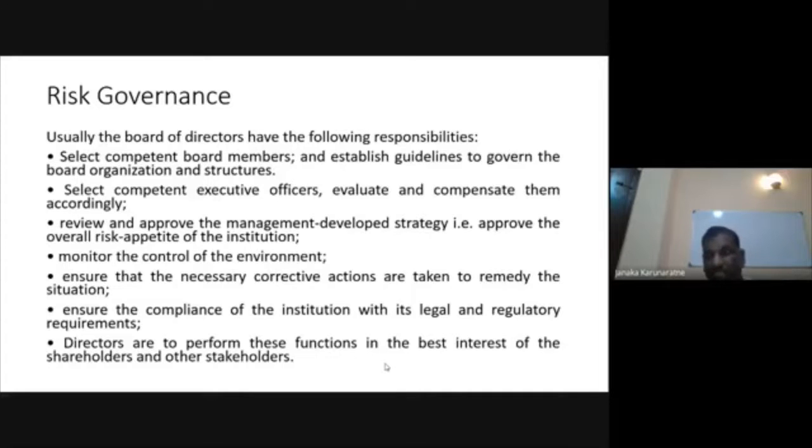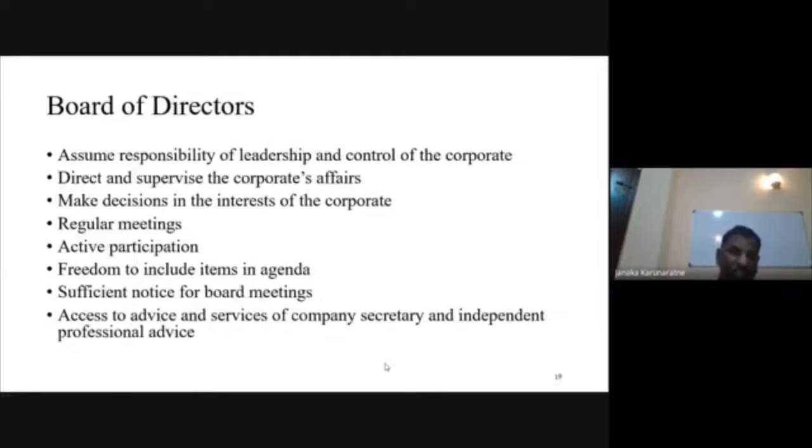Always, compliance plays a greater role. Compliance is important in any institution, especially with legal and regulatory requirements. Directors are to perform these functions in the best interest of the shareholders and other stakeholders. So they have to ensure they perform their duties and functions in the best interest of the shareholders who appoint them and also of the other stakeholders.